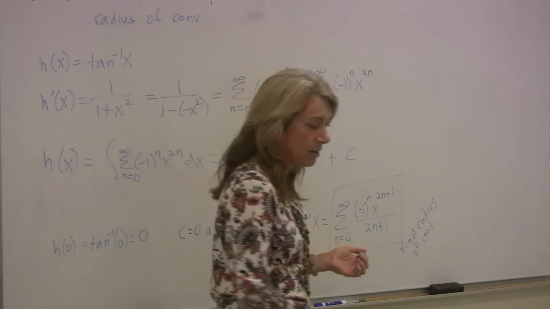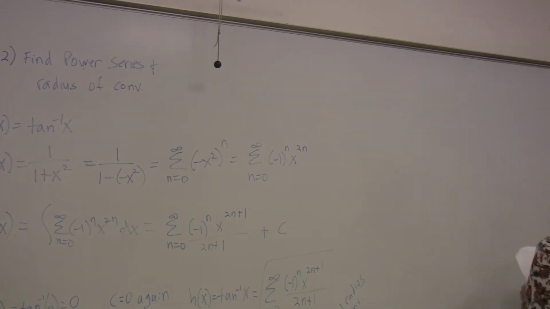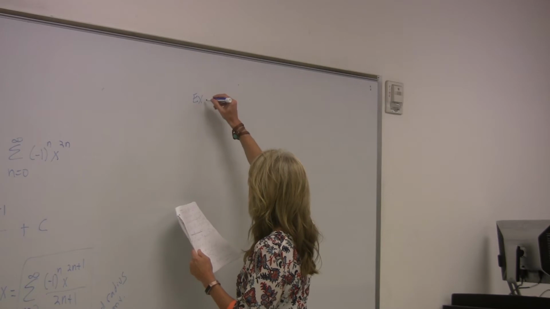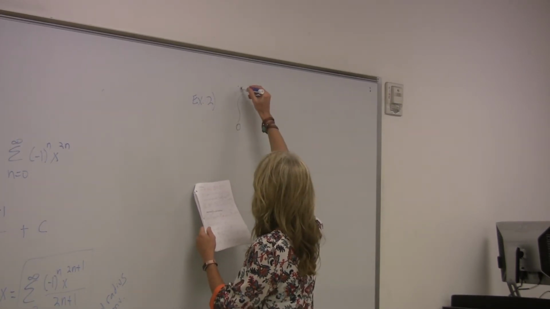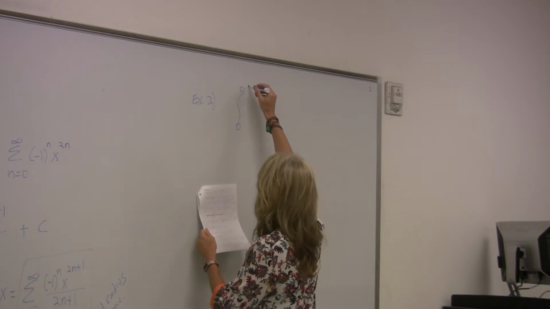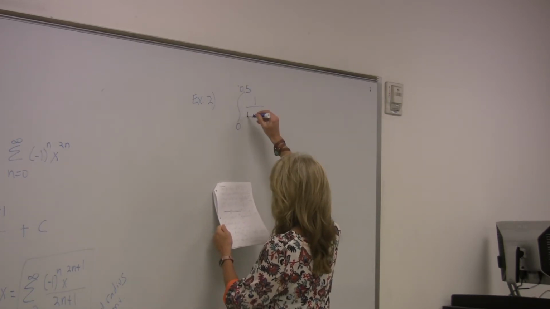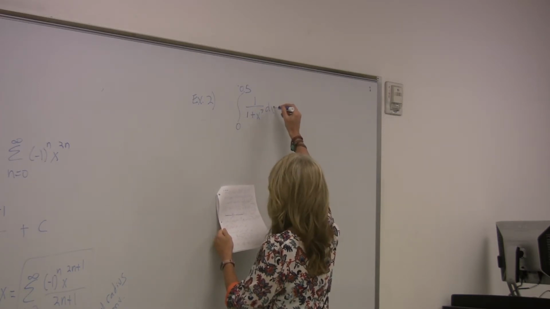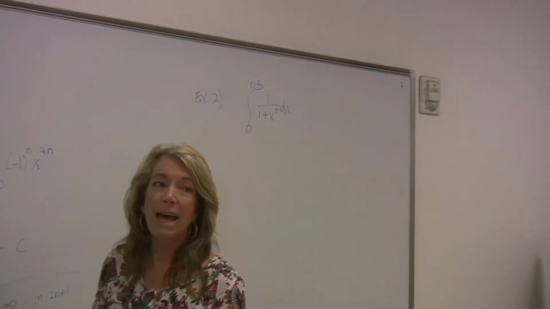Okay, we can handle this. Example 2. Do you have endpoints on your integral there? You should. Mine shows that we made a correction, but I don't know if we made it onto yours. You should have the integral from 0 to 0.5. You guys have that on there? Okay, add those on there, please. 1 over 1 plus x to the 7 dx. And the directions say to evaluate this as a power series.